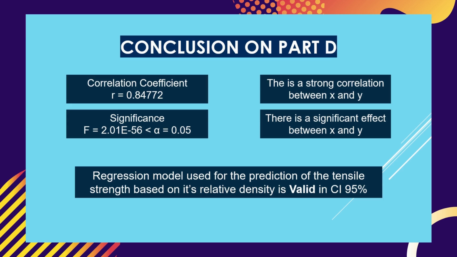And the conclusion on the last part: the correlation coefficient R equals 0.84. It falls into a strong correlation between x and y. And then the significance F, which is a very low value, to the power of 10 to the power of negative 56, falls below the alpha of 0.05, which means there's a significant effect between x and y. The prediction model used to predict the tensile strength from relative density is valid at a confidence level of 95%.